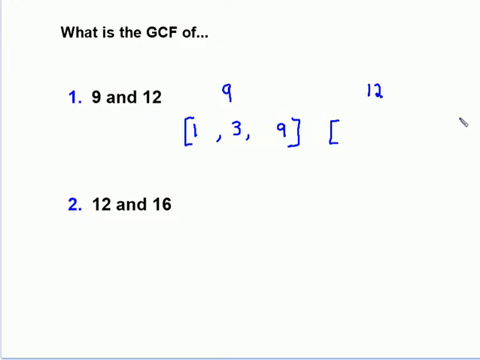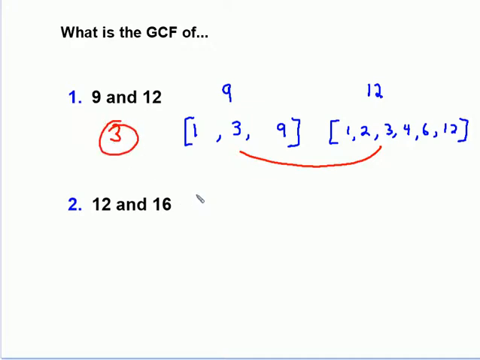We did 12 last time. What are the factors of 12? 1 and 12, 2 and 6, 3 and 4. What is the greatest common factor? Well, 1 is a factor of both of them. 3 is a factor of both of them. But 9 is only a factor of 9. Therefore, the greatest common factor is 3.